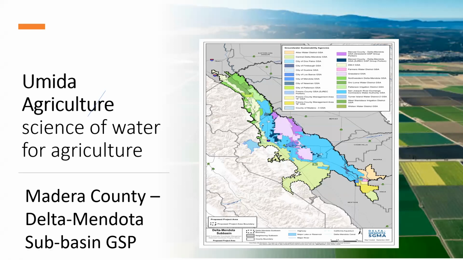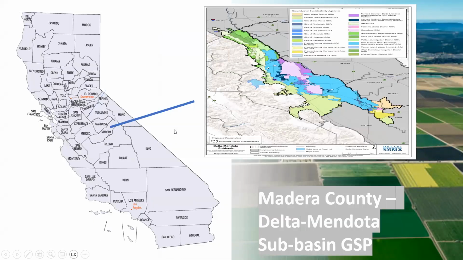It's going to have certain parameters. Every GSA is managed differently, and the way that it's going to get to sustainability in 2040 is managed differently. So that's what we're talking about today. Madera County is in the middle of the state of California. This particular basin is towards the center, flowing towards the ocean.